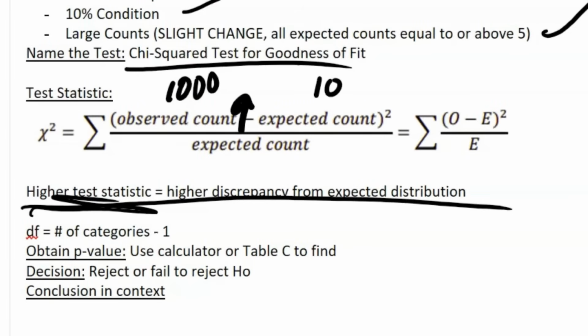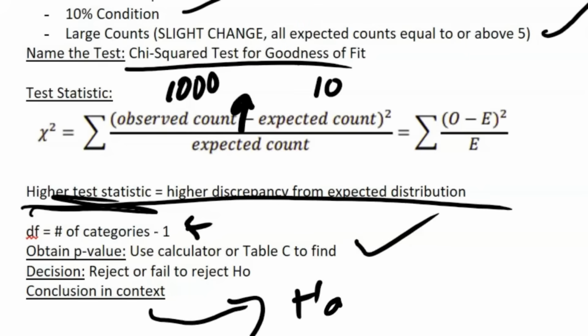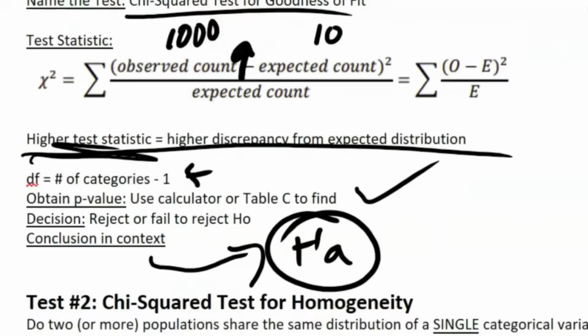Now we're talking about degrees of freedom. So instead of our sample size minus 1, very simple now, it's just the number of categories we have minus 1. So in terms of M&Ms, it's each color of M&Ms, right? If I have 7 colors of M&Ms, then it'd be 7 minus 1. Degrees of freedom is 6. Then we're going to obtain our p-value. You can use table C, or you can just use your calculator. Pretty simple. Then you're going to make a decision: are you going to reject or fail to reject H0? And then you're going to conclude in context. Remember, when you're concluding in context, you want to refer back to HA and state HA explicitly in context.